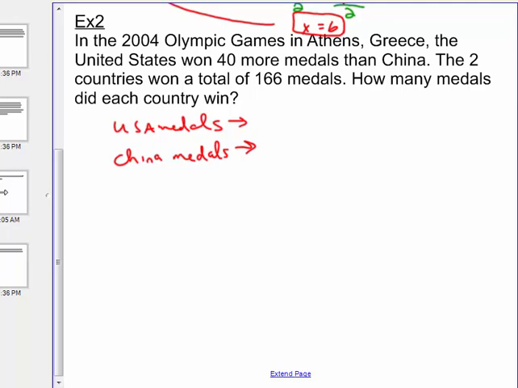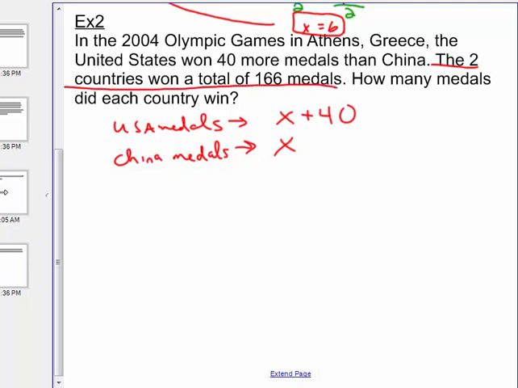Looking at this, do I know how many USA won? What does it say? The U.S. won 40 more than China. Do I know how many China won? No. So that's going to be our variable, our x, and then USA won 40 more than that, so I'm going to put x plus 40. I could have done it a little bit differently. I could have had USA for x, and then China as x minus 40. That would have worked as well.